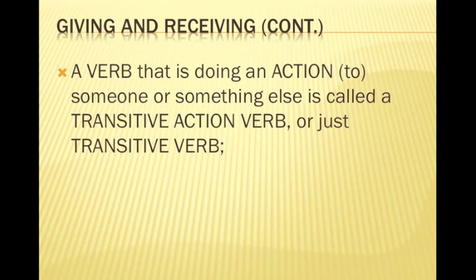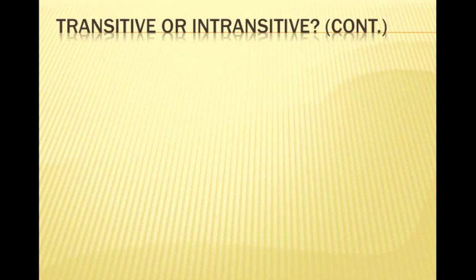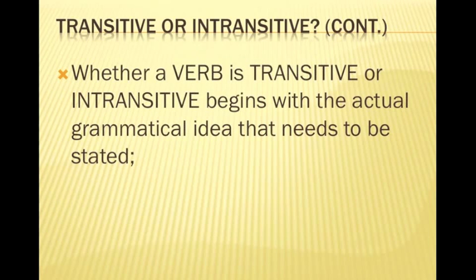So again, a verb that is doing an action to someone or something else is what we call a transitive action verb, or we just say transitive verb. A verb that is not doing the action to someone or something else is called an intransitive verb. Well, how do we know? How do we know if it's transitive or intransitive?